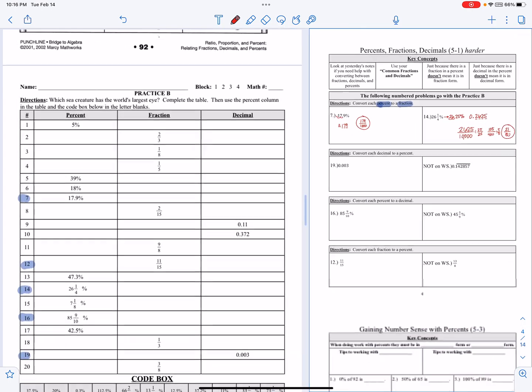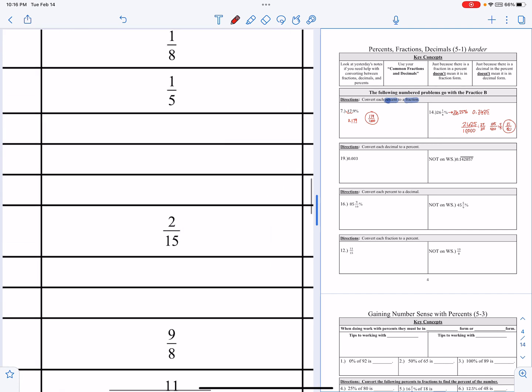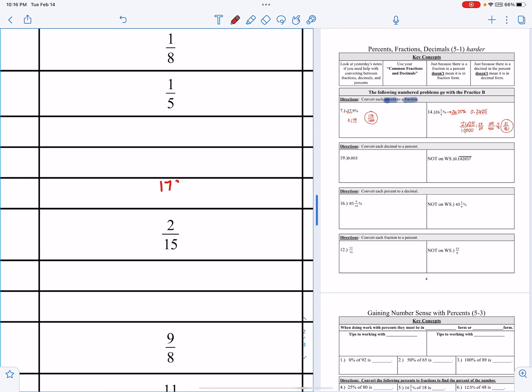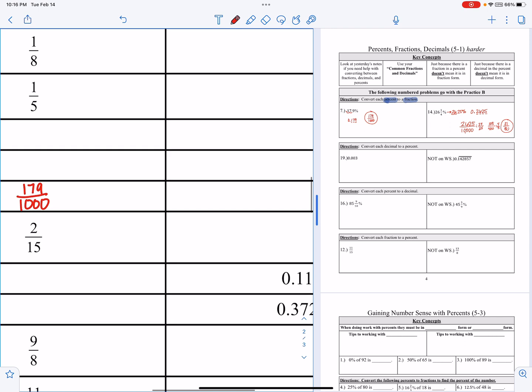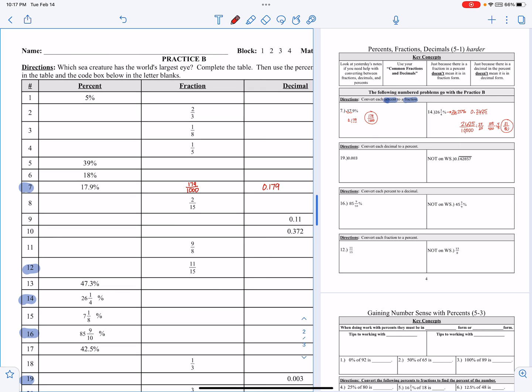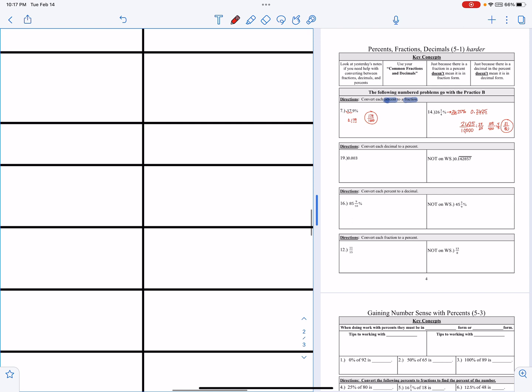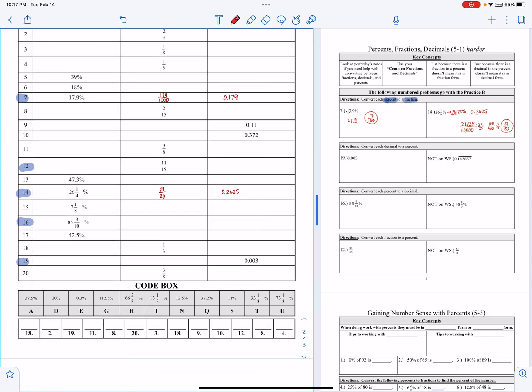Let's go ahead and get it into our worksheet here. Number 7, as a fraction, we have 179 over 1,000, or thousandths. And then as a decimal, we have 0.179 that we had already created to solve that one. Let's look at number 14 now, 26 and 1/4. As a fraction, we got 21/80ths. And as a decimal, we also had that written as well. We had 0.2625.